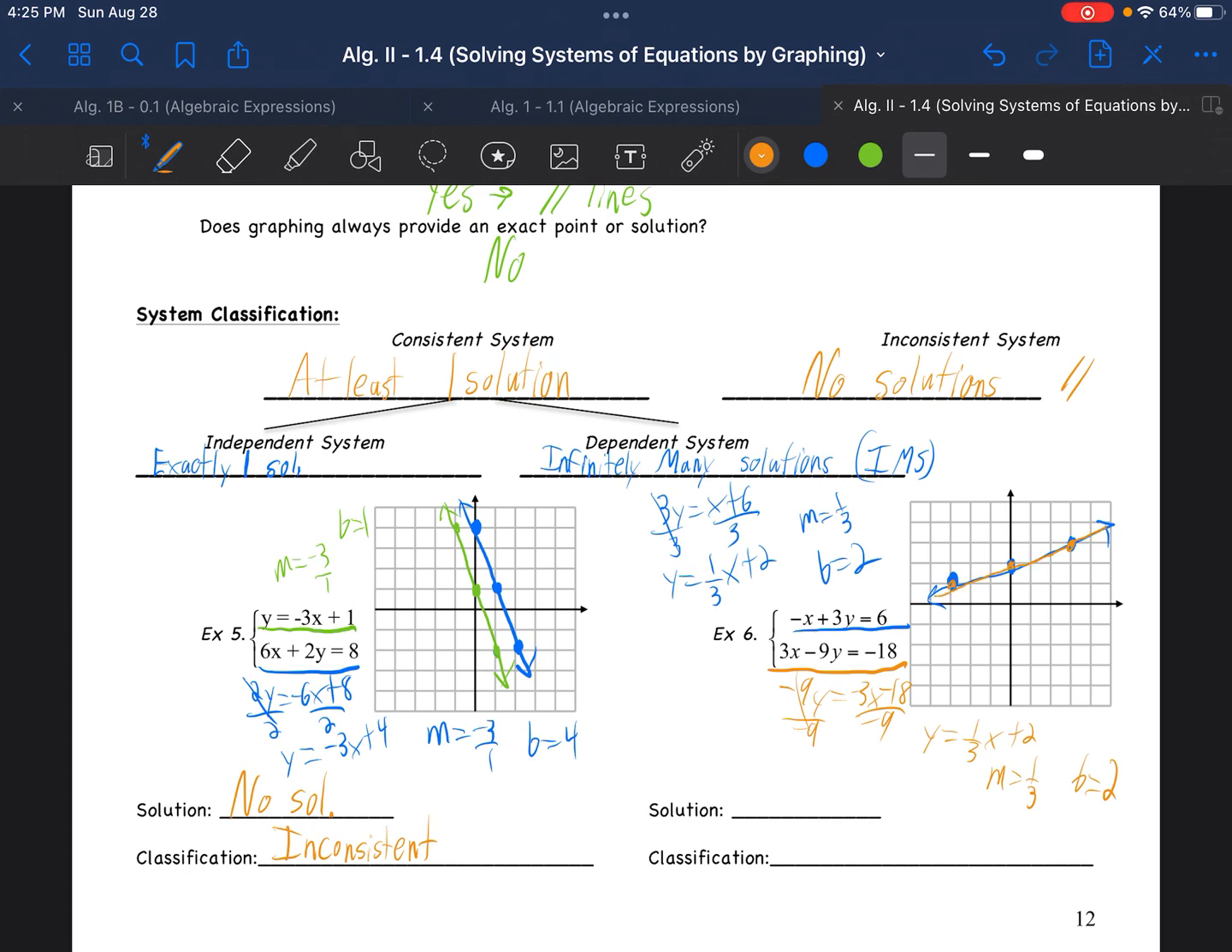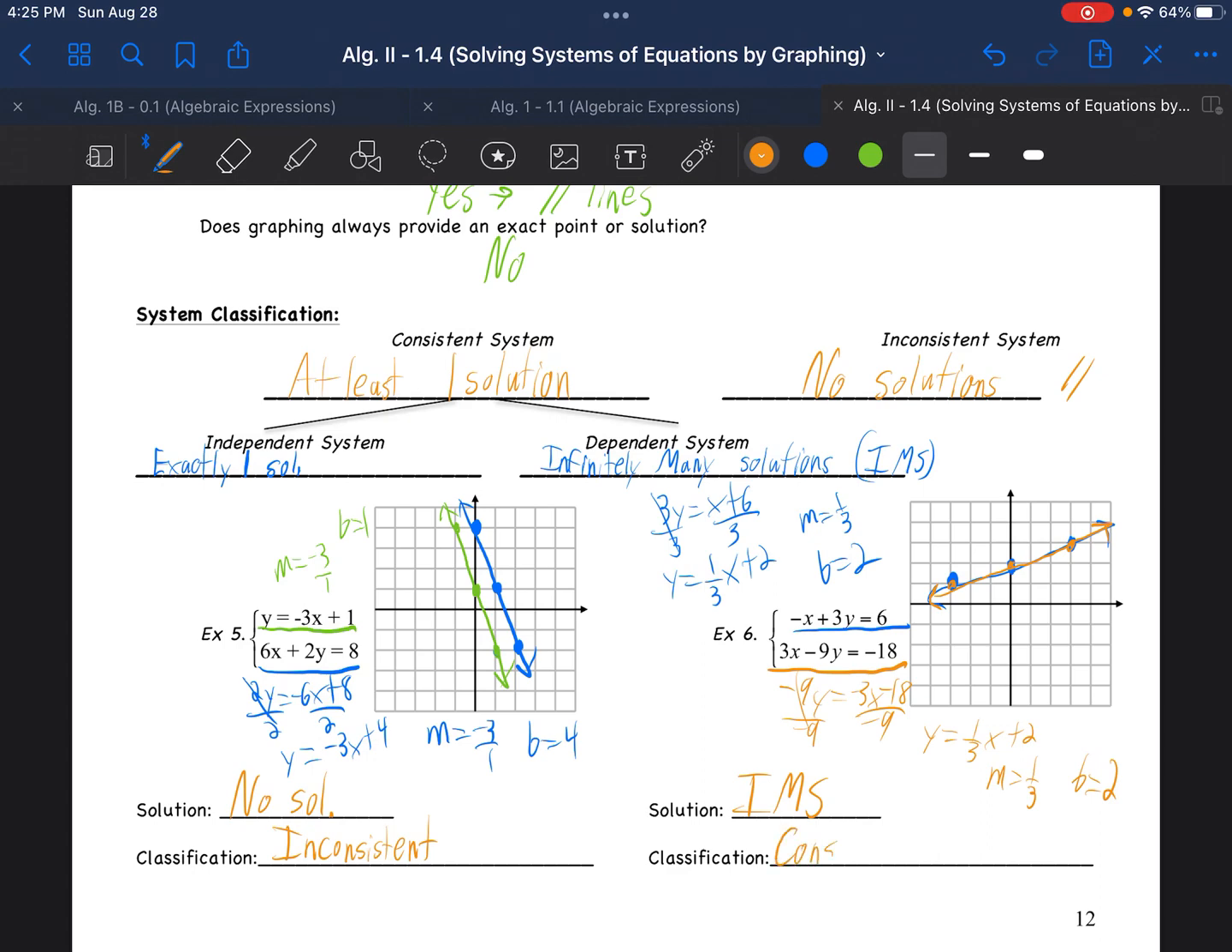And we might notice, hey, wait a second. This is the exact same line I just graphed. So this is where the lines overlap. So how many solutions are there? What's the solution? It's infinitely many solutions because they share every single point together. You can't name them all.